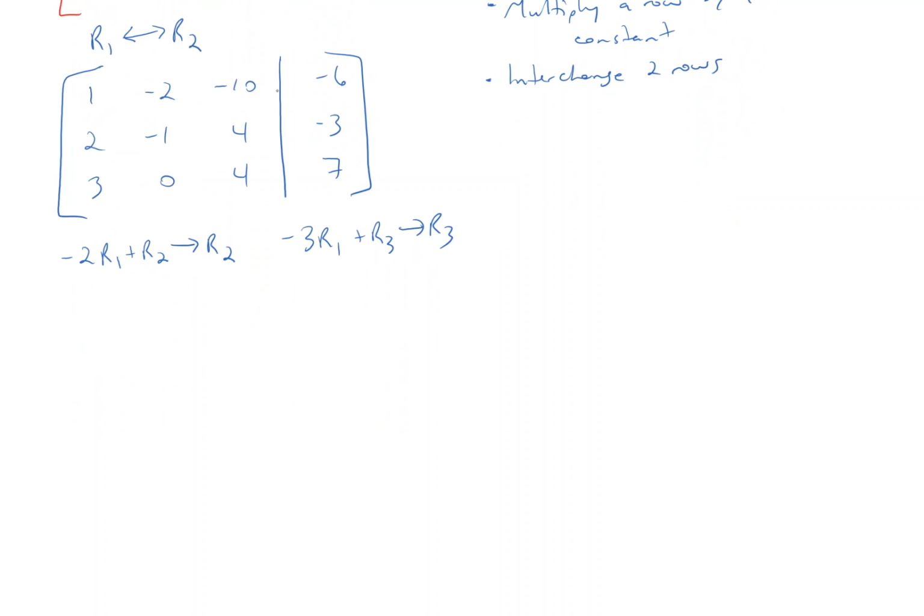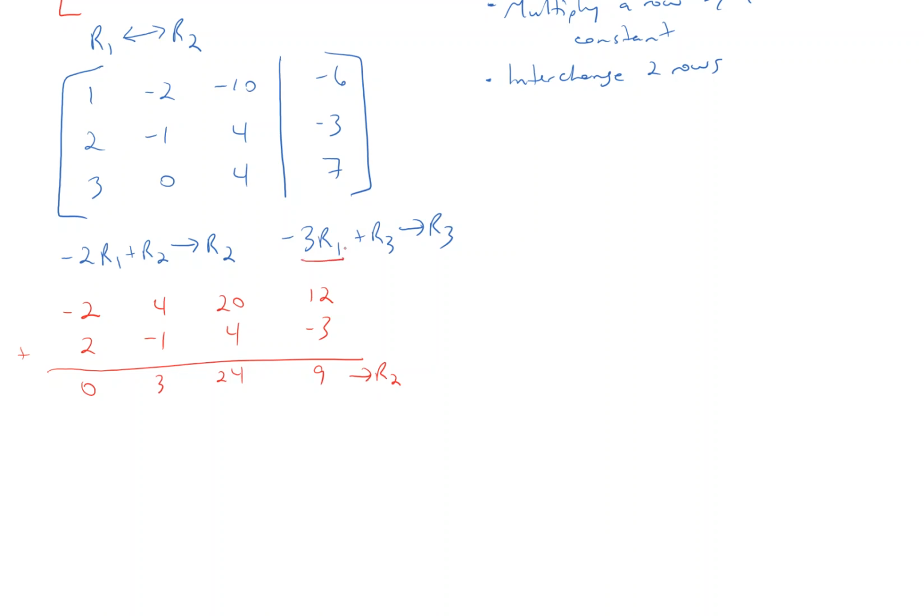-2 times row 1 is going to be -2, +4, +20, +12. Plus row 2 is 2, -1, 4, -3. And my new row 2 is going to be 0, 3, 24, 9. That's going to be my new row 2. Now let's work on row 3.